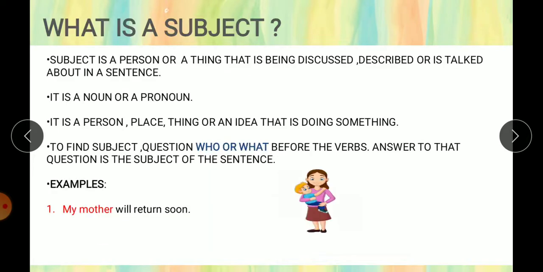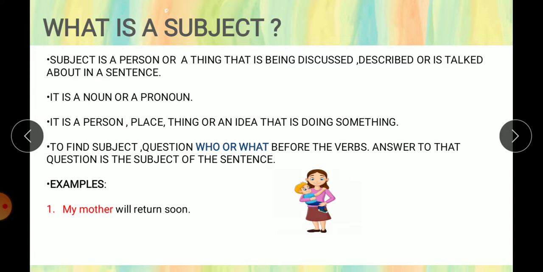Now, what is a subject? This we have already covered and studied in the chapter on subject and predicate. A quick review of it. A subject is a person or a thing that is being discussed, described, or talked about in a sentence. जिस चीज़ या पर्सन के बारे में हम सेंटेंस में बात कर रहे हैं, that is known as a subject.